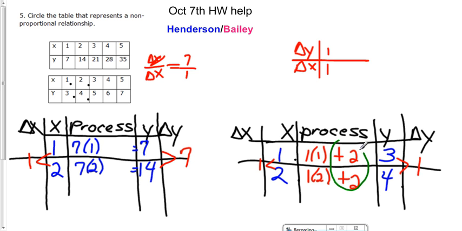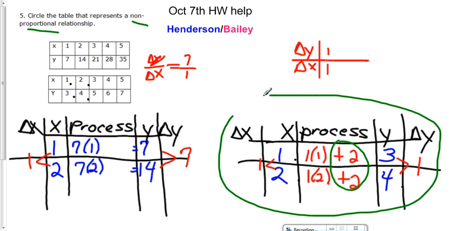It is not proportional. So which one? Oh, I'm sorry. This one is not my answer. We're looking for the non-proportional. So our second table is the non-proportional. That's it. It belongs with our second table. It's non-proportional because it has a constant of 2.